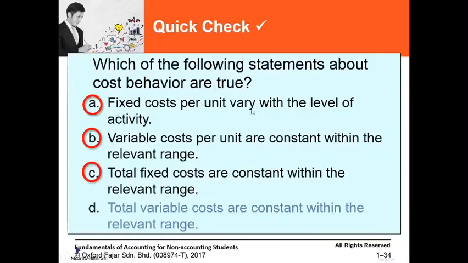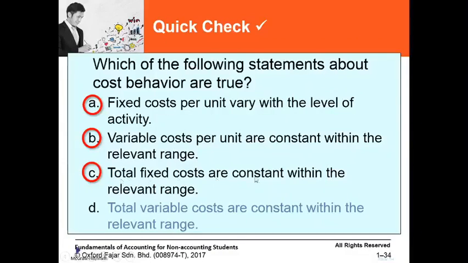Fixed cost per unit varies with the level of activity, which is true, because if the level of activity increases, the fixed cost per unit decreases. Variable cost per unit is constant within the relevant range. True, it means that no matter how many text messages you send, the variable cost per unit of the text messages just now still remains constant at 5 cents.